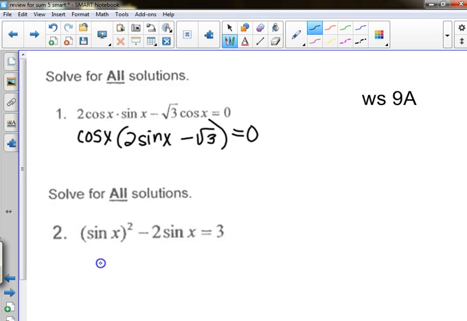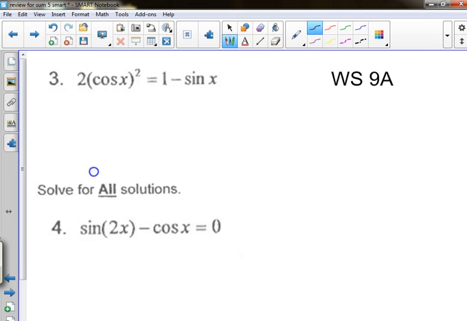This is just sine squared, guys. It's just a lazy man. I wrote this worksheet before I had a good equation editor. Sine squared minus 2 sine minus 3 equals 0. That's just a factoring question. This is not. This could be on the quiz.